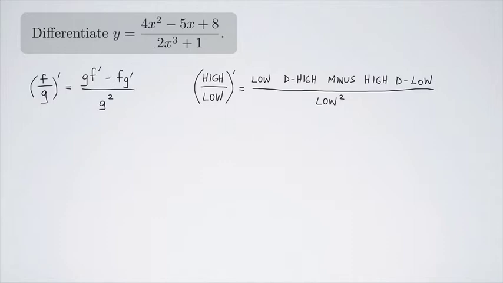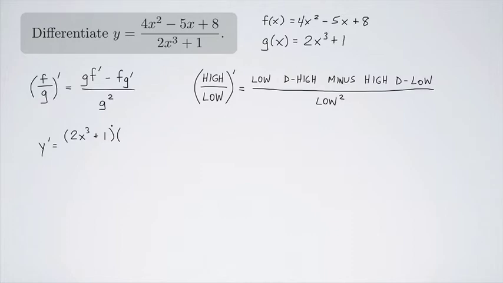So let's use the formula and take the derivative. So I have y prime equals, first I want to take g, so that means you just leave the bottom thing alone, 2x cubed plus 1, times f prime, that's the derivative of the top function. And I should point out that this top function up here, f of x, that's 4x squared minus 5x plus 8. And the bottom one, g of x, that's 2x cubed plus 1.